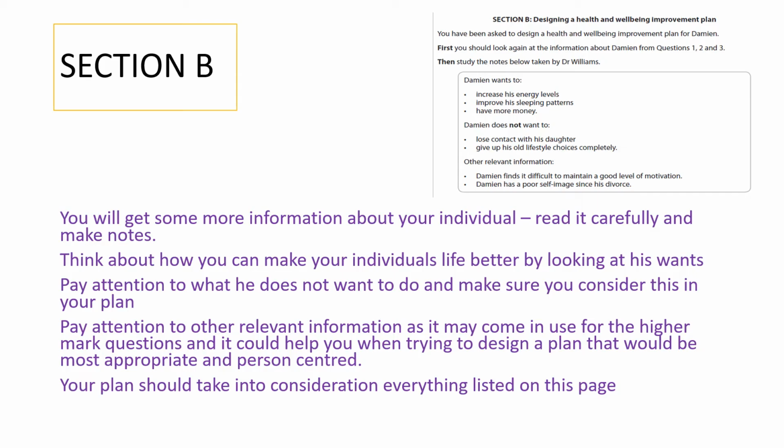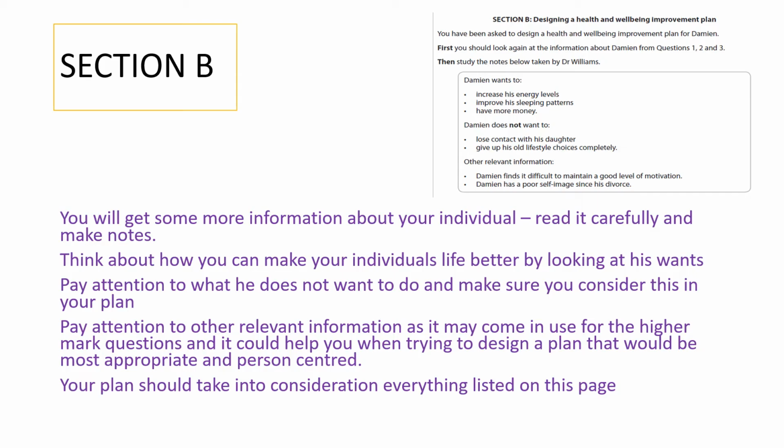So the fact that he doesn't want to give up his old lifestyle choices completely, you'll need to consider what lifestyle choices he's currently doing. Is he smoking, drinking, drugs, exercising? And you'll need to think about cutting down. If he smokes 50 a day, he may want to reduce his smoking, but he may not want to give it up completely, and you can consider that when you are cutting down his smoking in the plan.